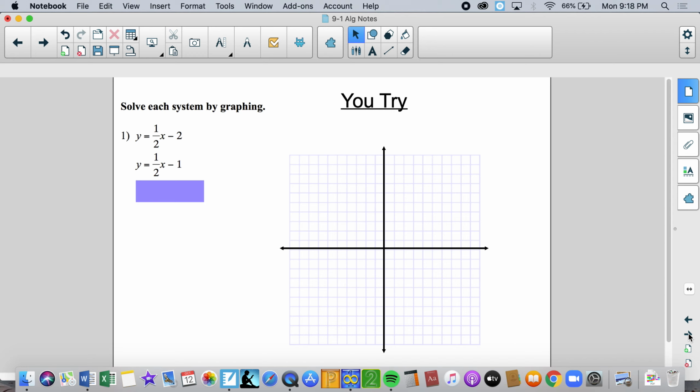Take a moment, look at these two equations. I want you to graph them and then tell me what the solution is. When you're ready, push play.